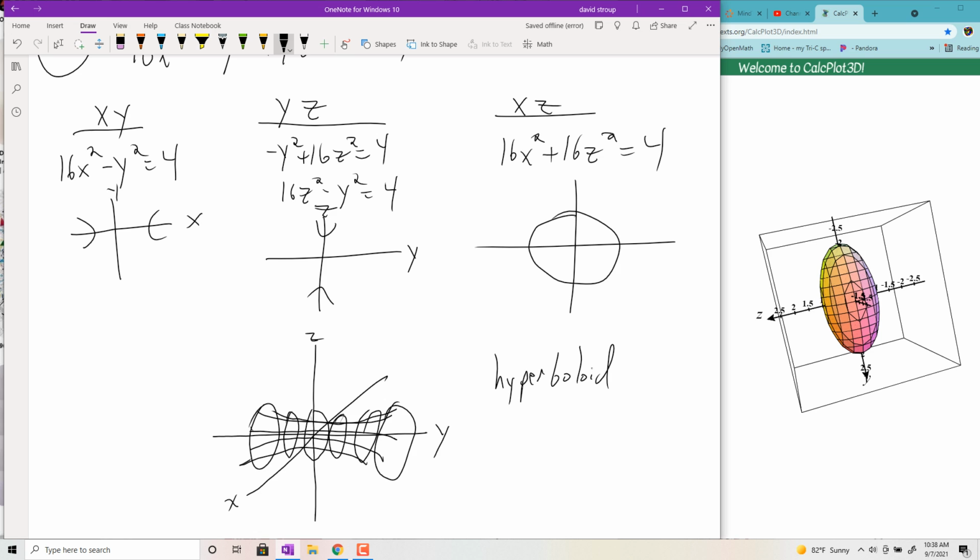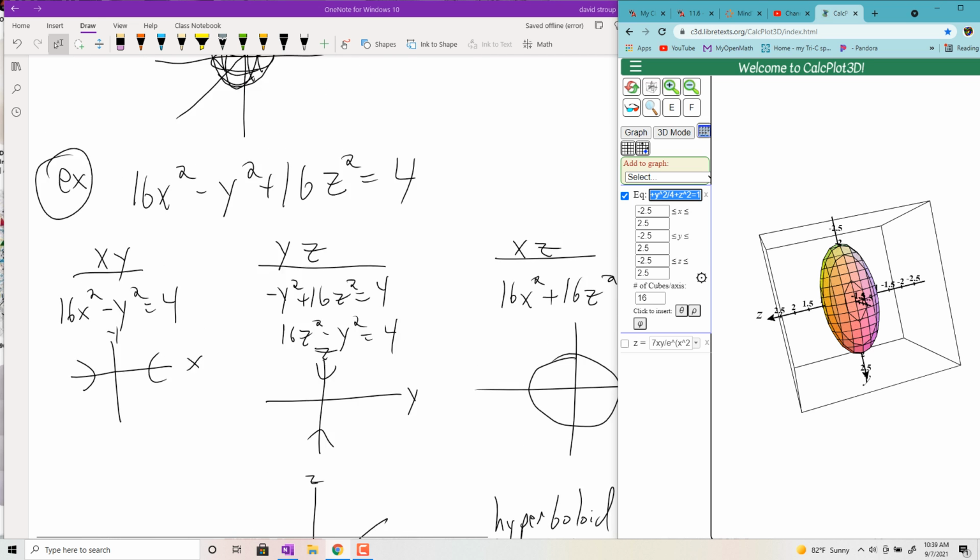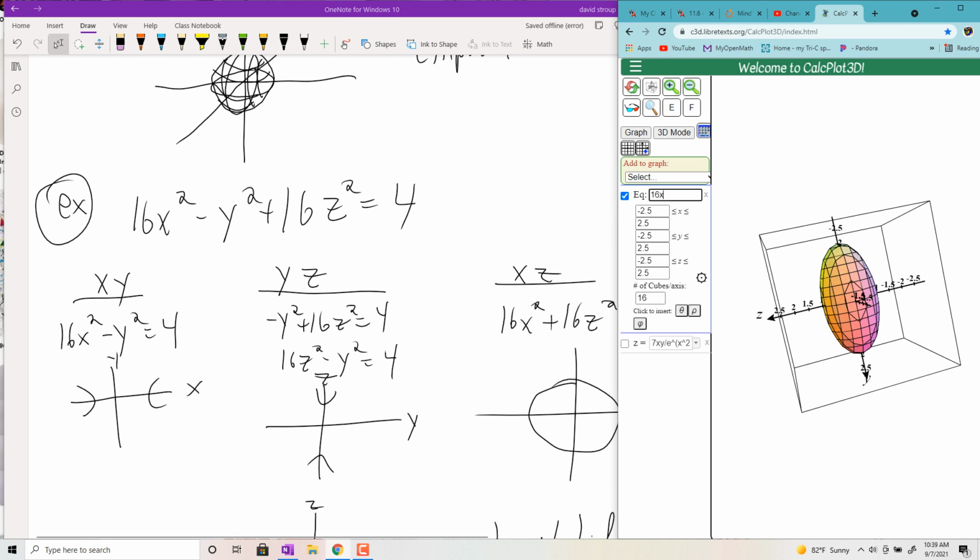Hyperboloid of one sheet as opposed to 2 sheets. Let's take a look at it in CalcPlot, see the truthiness of that. So we have 16x squared minus y squared plus 16z squared equals 4. Check, uncheck. There's 2 pluses in there. Check, uncheck. There it is.